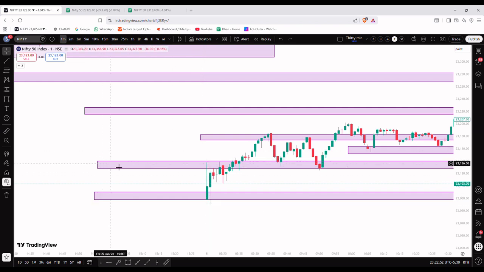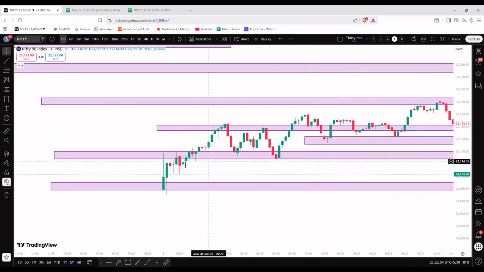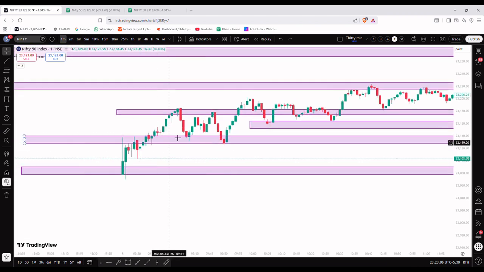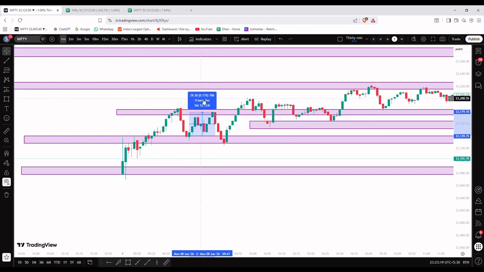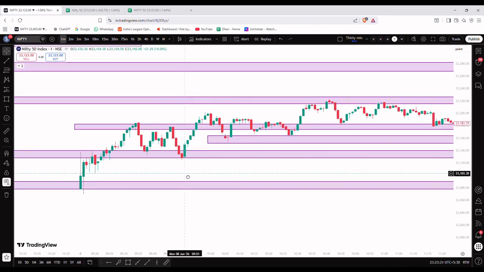So I drew this zone also. If you see here, it was taking multiple rejections and finally it broke with not great momentum, but then it went here and then a sharp reversal happened. So I drew this level also. Once the price came to this level and I saw this wick, I took a trade here. From here to here, about 40 points. Not a great trade, but 40 points.